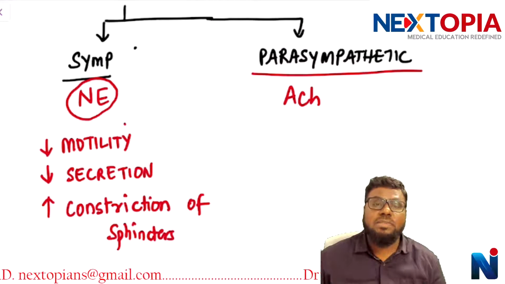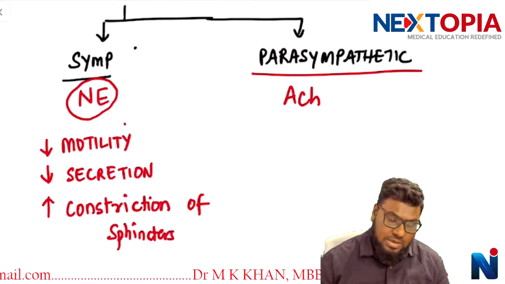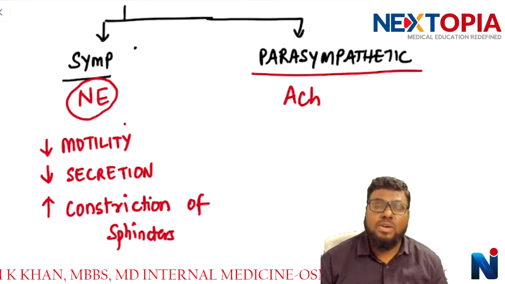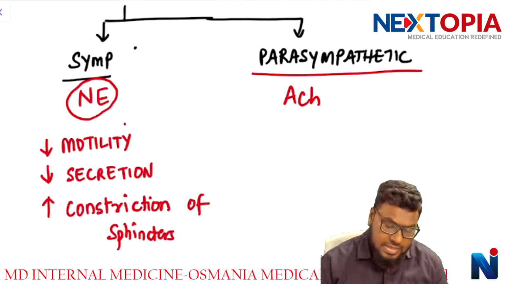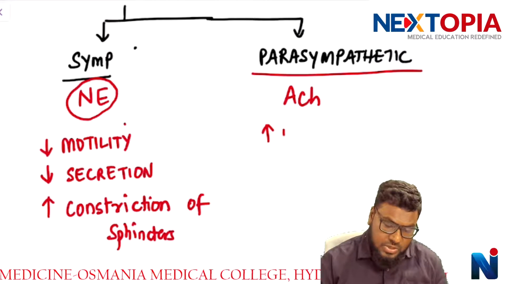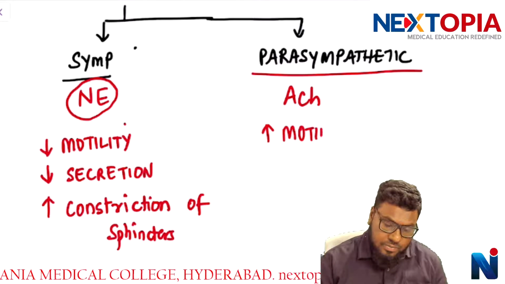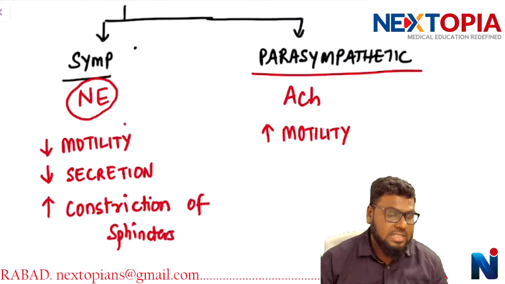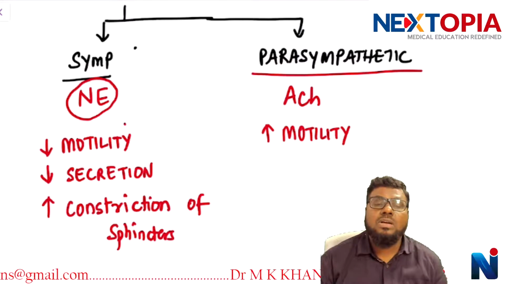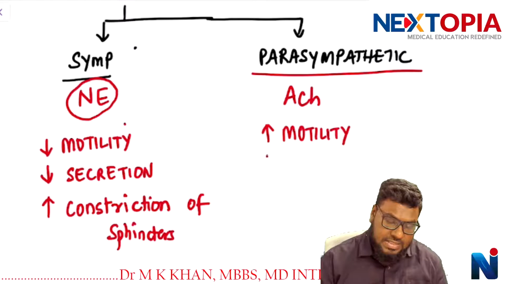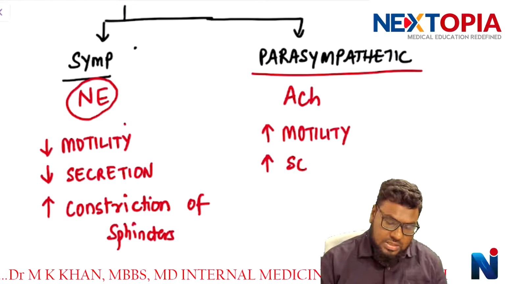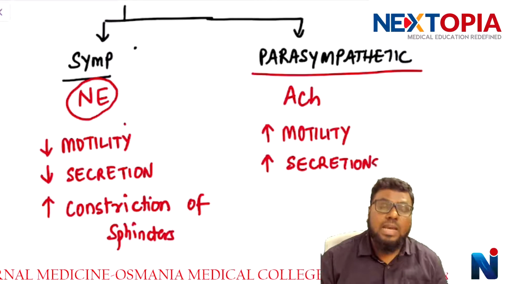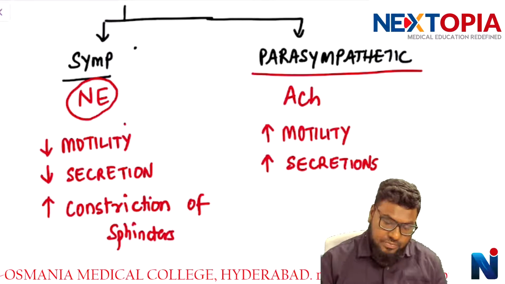Now what happens to parasympathetic nervous system? Parasympathetic nervous system involves acetylcholine neurotransmitter. Acetylcholine increases the motility and increases the secretions.